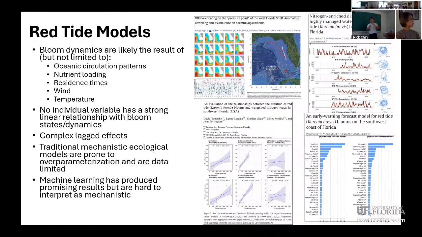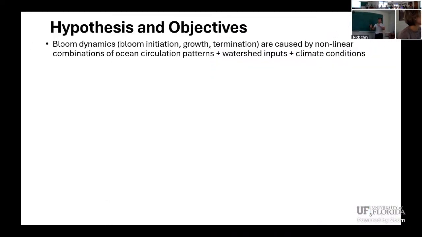There's always a lot of asterisks within these papers, because there's a lot of complex mechanistic combinations of events that are leading to them. So traditional mechanistic ecological models are prone to overparameterization and are data limited. And some of the machine learning methods have produced really promising results, but they're hard to interpret as mechanistic. Okay, so the hypothesis of this work is that bloom dynamics, some of the things we talked about before, like initiation, growth, and termination, are caused by a nonlinear combination of ocean circulation patterns, watershed inputs, and climate conditions.